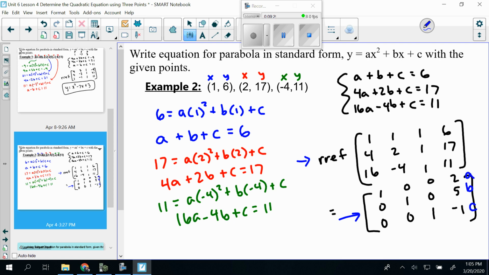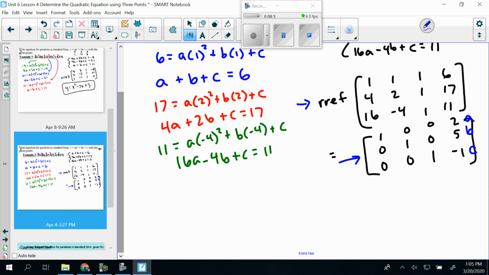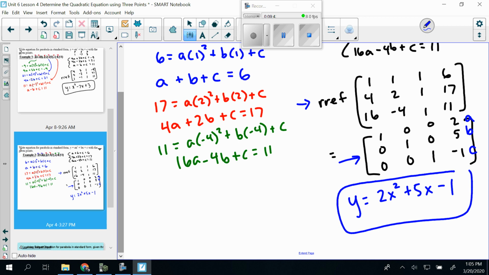So now it's just writing that out in standard form here. So the equation you hopefully got was 2x squared plus 5x minus 1, and that would be standard form for this parabola. All right, that's what you're now trying to do on the practice sheet.